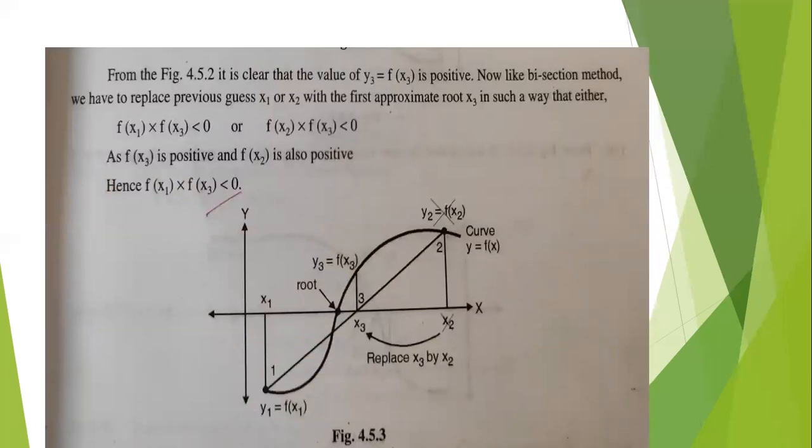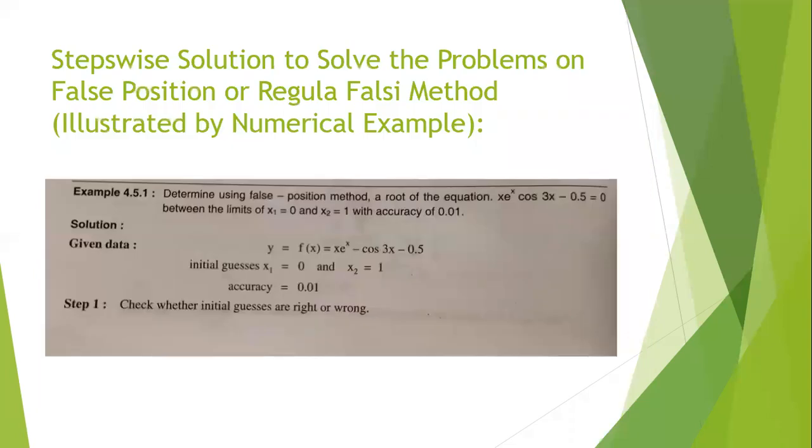Find the root of an equation by using the Regula falsi method. This is one example. Suppose the equation is given, the transcendental equation x raised to x cos 3x minus 0.5 is equal to 0, which lies between the limits x1 is equal to 0 and x2 is equal to 1, with accuracy of 0.01. The initial guesses are given.